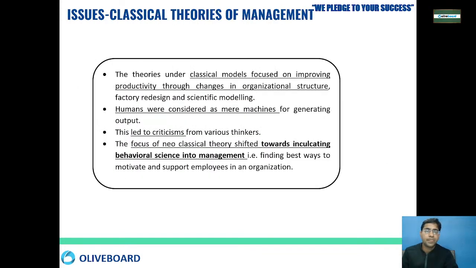Okay, so now we have read 3 theories: Max Weber, Henri Fayol, F.W. Taylor, but there are some problems related to these theories. So in the classical theory, the main thing is that they were only talking about productivity. Okay, they were mainly focusing on productivity by changing the organizational structure.